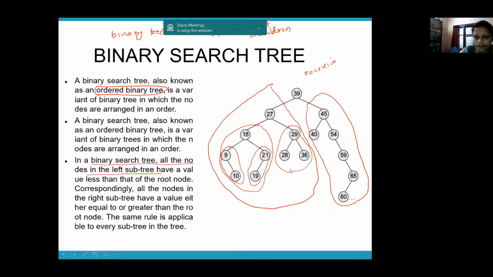Understood? Okay. Sorry, I got disconnected. So we were discussing binary search tree.